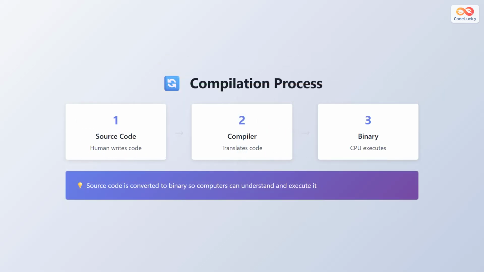Here's how source code becomes binary. First, a programmer writes source code using a programming language. Next, a compiler tool translates this source code into binary. Finally, the processor executes the binary code as electrical signals. This process is called compilation. Some languages use an interpreter instead, which translates and executes line by line, but the concept remains the same. Source code must be converted to binary for computers to run it.